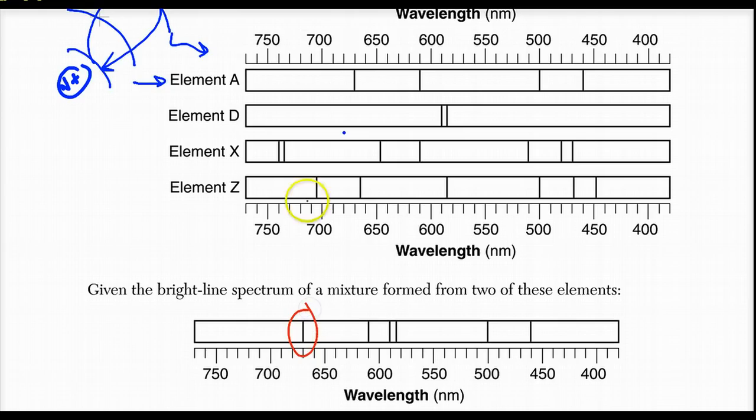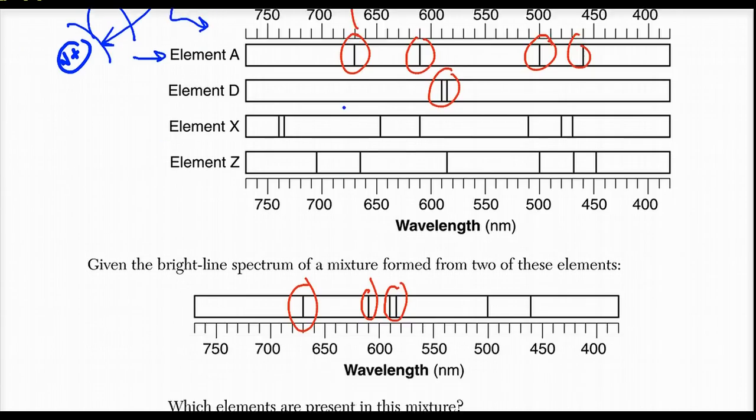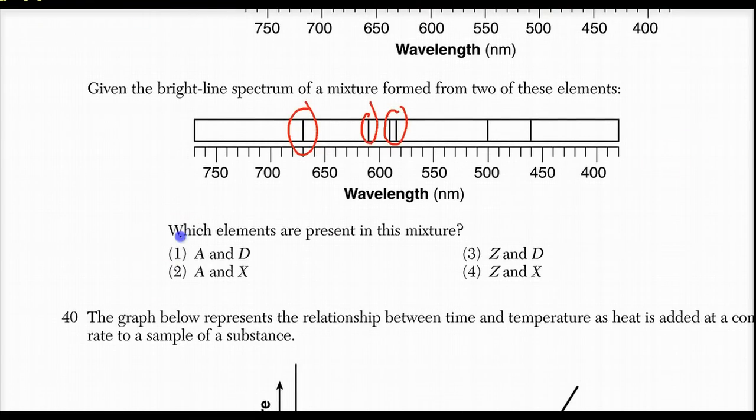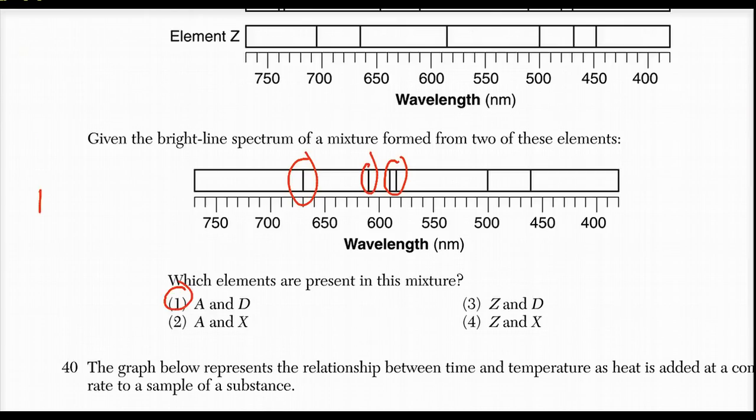So we've got this line here with respect to the 650. And then this line comes from here, and these 2 other lines come from element A definitely. These 2 little lines have to come from element D. So you add these lines together, so it's A and D. All right, choice 1. So 39 is choice 1. Number 40.